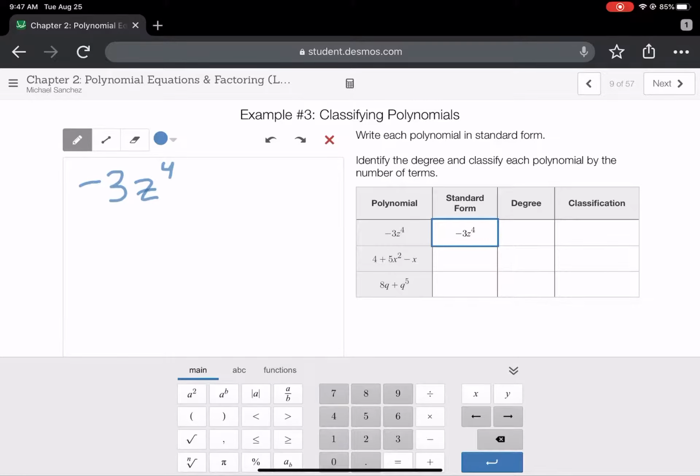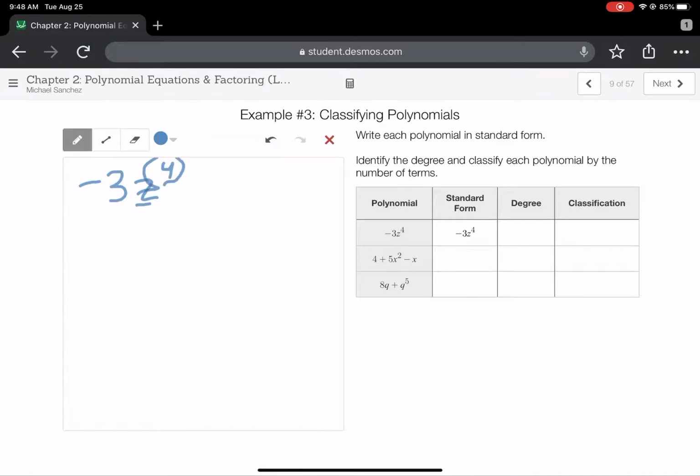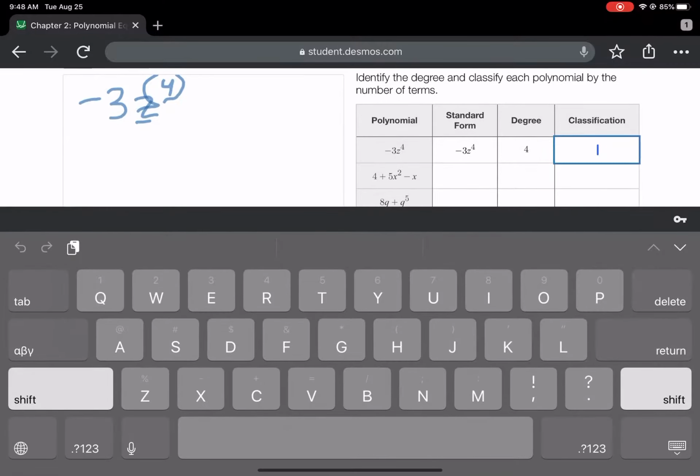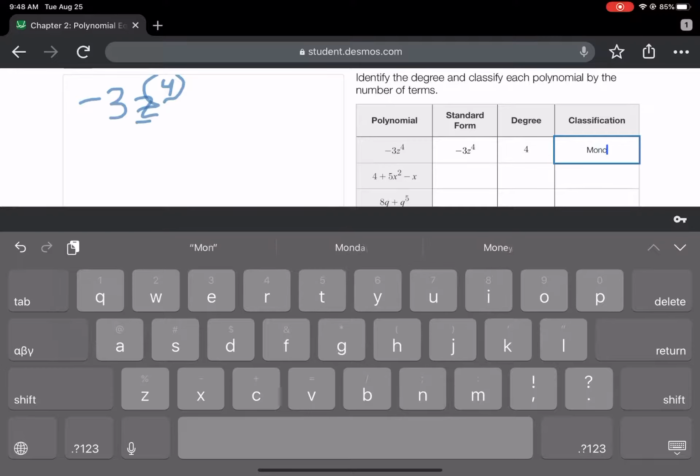Now what is the degree of this? Well, it only has one variable, one exponent, so the degree is 4. And now for this part, the classification. Classifying means what type of polynomial is it? Is it a monomial? Does it only have one term? Is it a binomial? Is it two terms separated by a plus or a minus sign? Or is it a trinomial? Does it have 3 parts? Does it have a term, a plus or minus sign, another term, a plus or minus sign, and another term? This one only has one term. So this is a monomial.